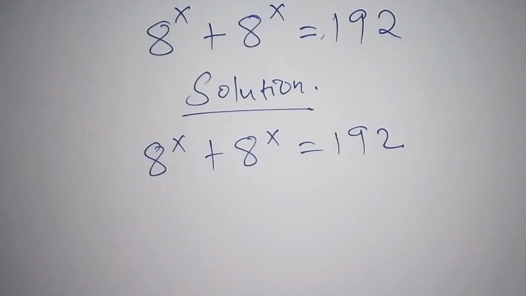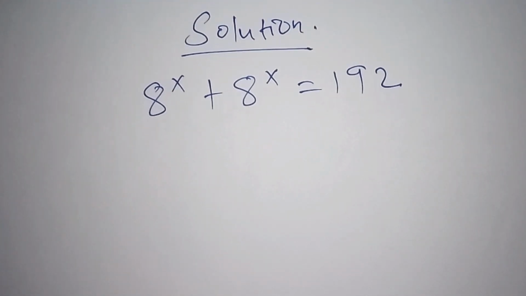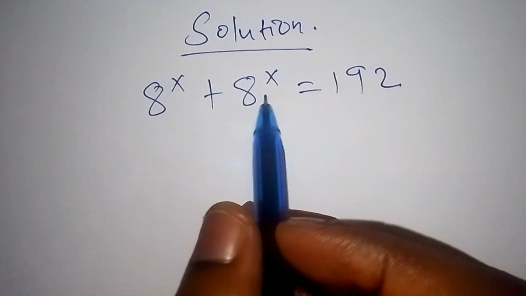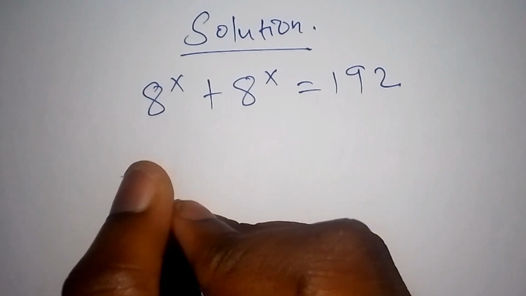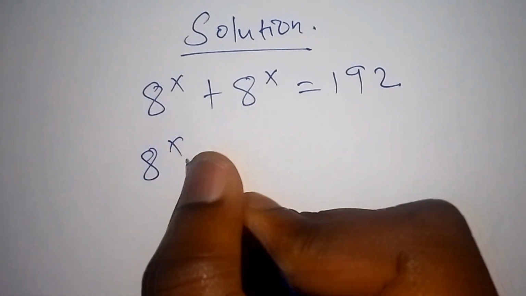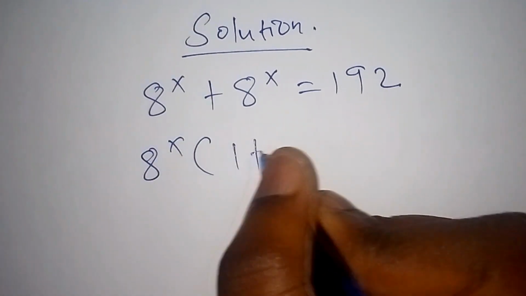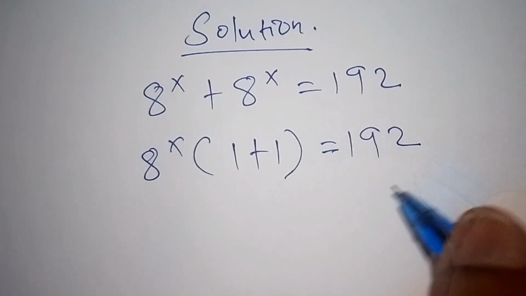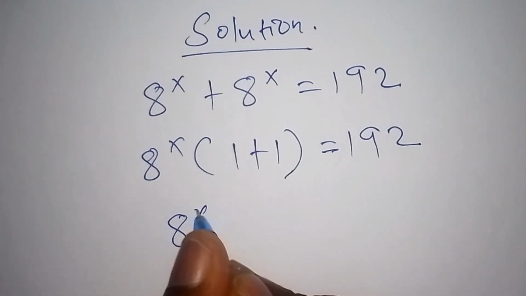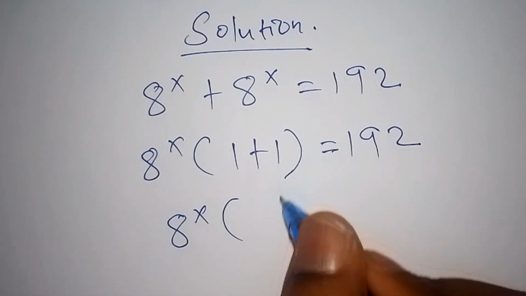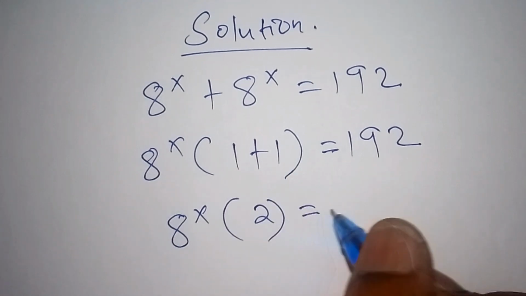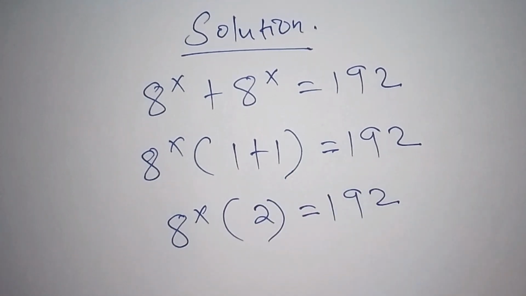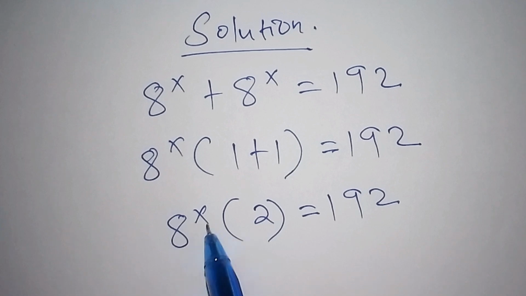The first thing that we are going to do is factorize 8 to the power of x plus 8 to the power of x. That means now we shall have 8 to the power of x, into the bracket 1 plus 1, close the bracket, is equal to 192. So now we have 8 to the power of x, close the bracket, 1 plus 1 is 2, is equal to 192.